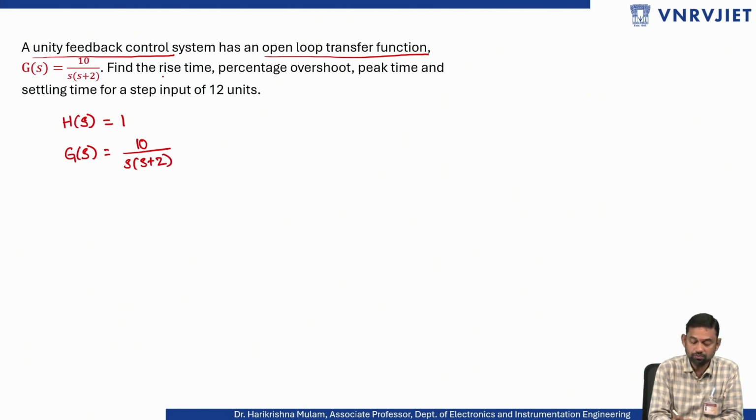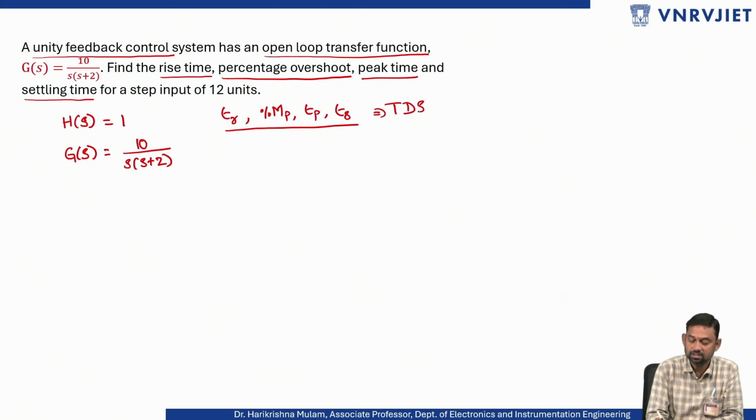Now, we need to find the rise time, that is tr, percentage overshoot, that is percentage Mp, peak time, that is tp, and settling time, that is ts. These four parameters together, we call time domain specifications, when the input is a step input of 12 units.